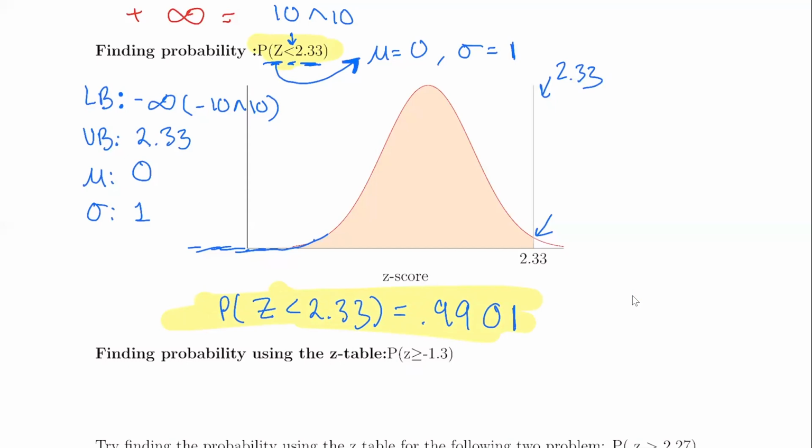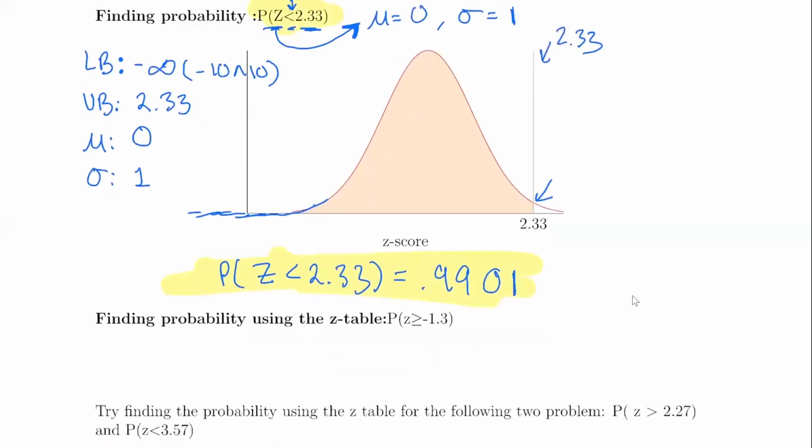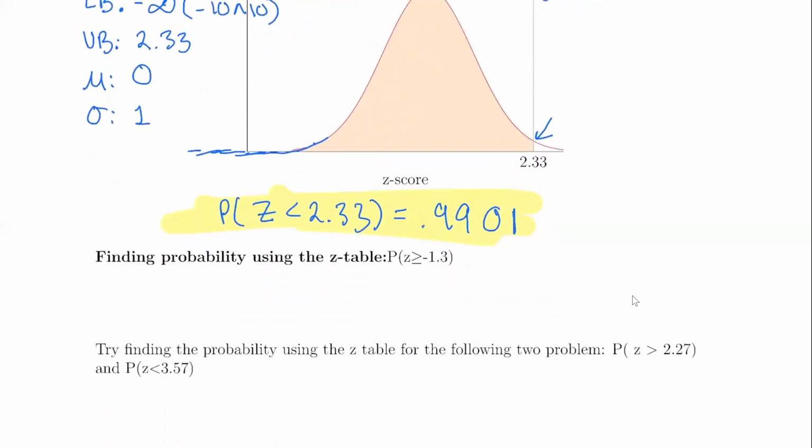All right, so let's do the second example. For the second example, we want to find the probability that z is greater than or equal to negative 1.3. For this one, the equal sign is meaningless to us. It doesn't add any value.